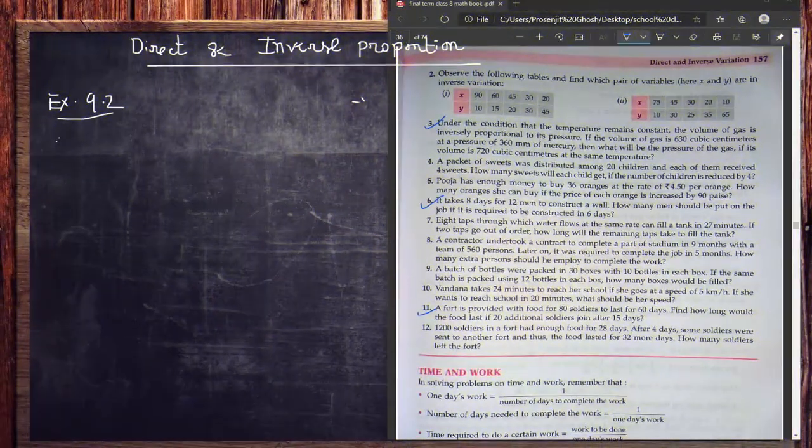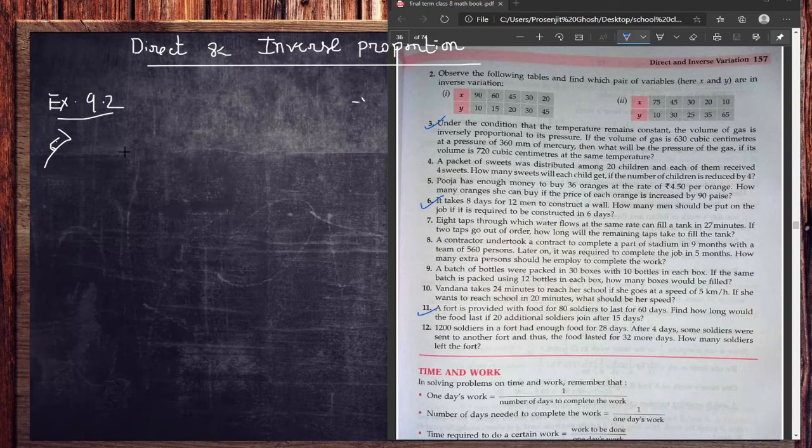Now moving to number 6. In this number 6, you can see the first sentence, that it takes 8 days for 12 men to construct a wall. How many men should be put on the job if we need to construct this wall in 6 days? We know that if we increase the manpower, the days will decrease. So it is clearly an inverse variation.